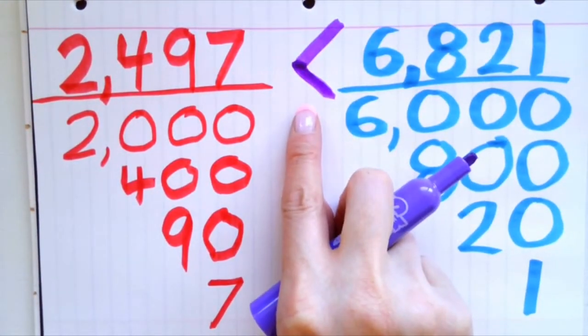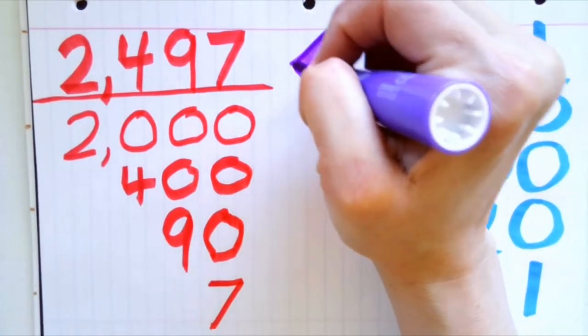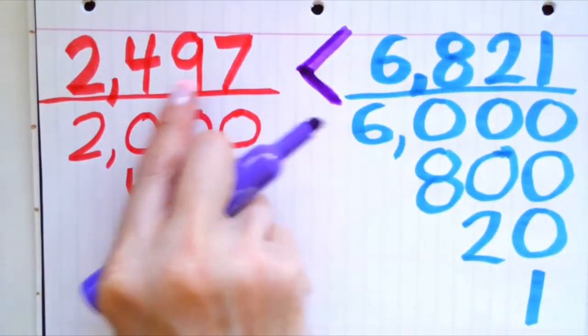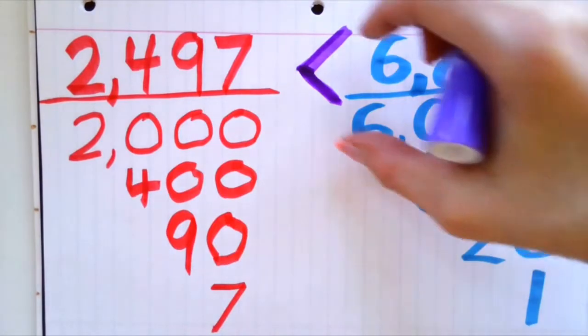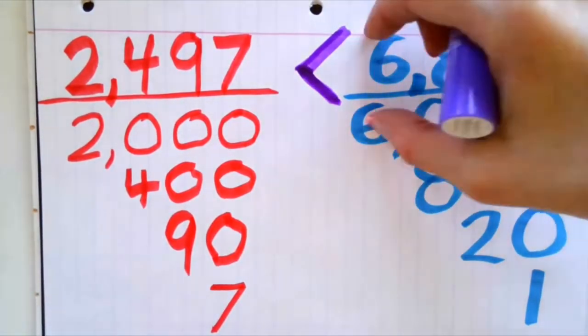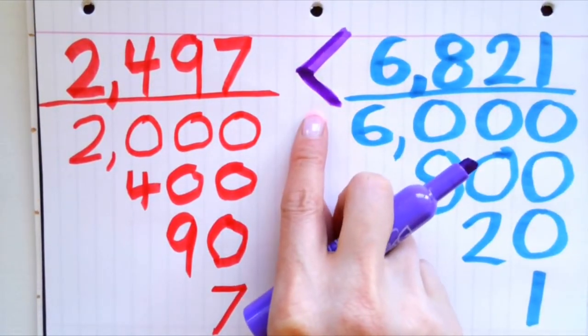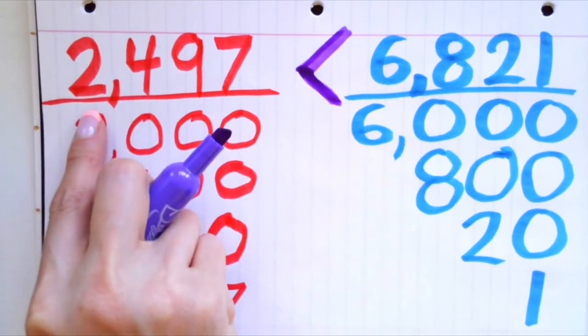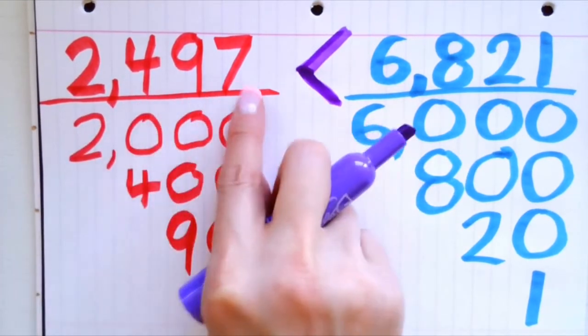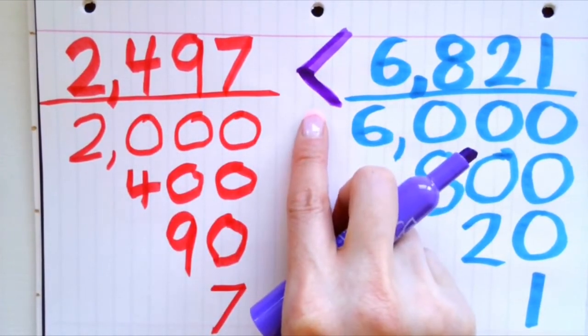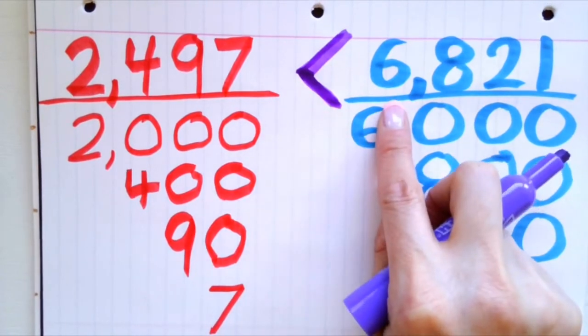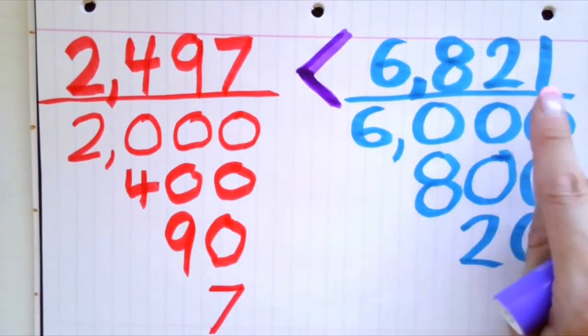Notice I wrote my symbol with the little point on the little number side and the big open part next to the large number. And I would read this by saying 2,497 is less than 6,821.